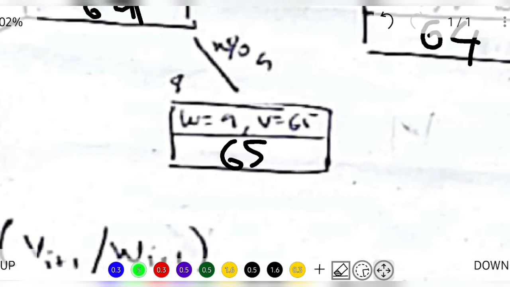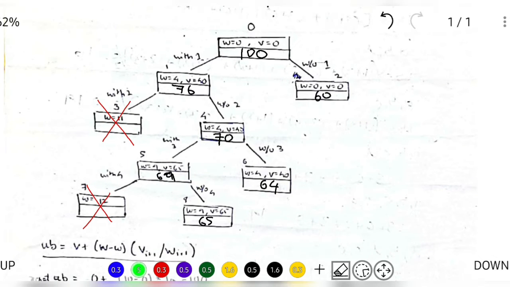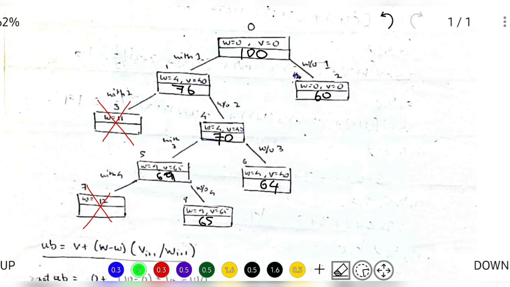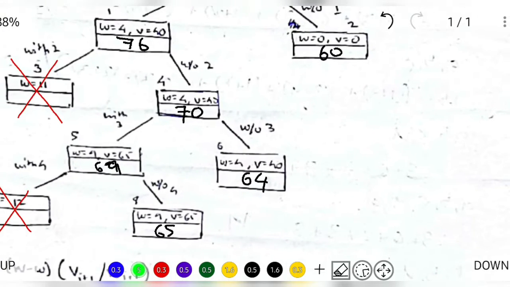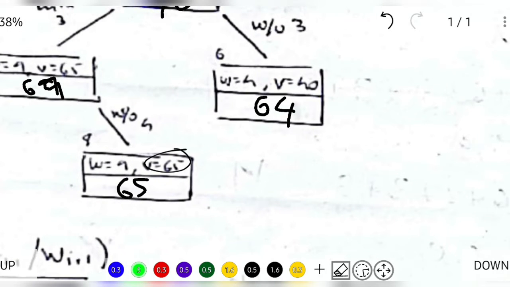Now we have to make some observations. See here, how many nodes are left? 1, 2, 3. 3 nodes are left. We have to select the maximum among these 3. Now we have to not select the maximum among if it's 65, 64 or 60. You have to see some other parameter here. Observe carefully. To recap, V is the profit which I have in my hand, which is 65.